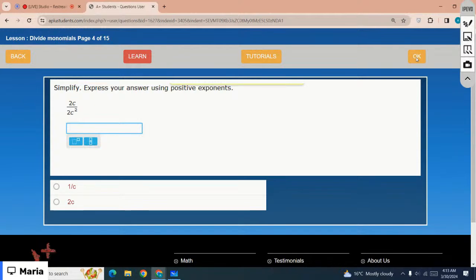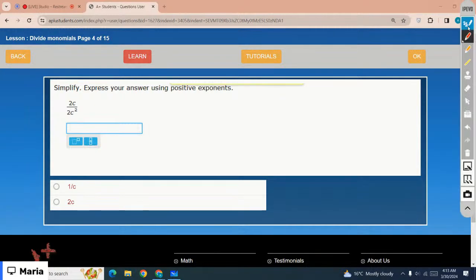Then, okay, let me just do it here. You have 2 over 2. 2 divided by 2 is 1. Here you have c and here you have c square, right? So you can do c. For this one, you have exponent 1. Subtract the 2 that is in the denominator. So 1 minus 2 is negative 1. You can make it positive by writing it in the denominator. So the correct option is 1 over c. The correct option is 1 over c.